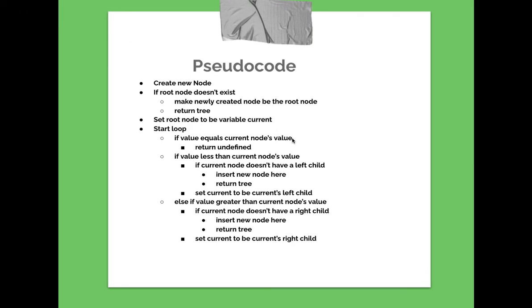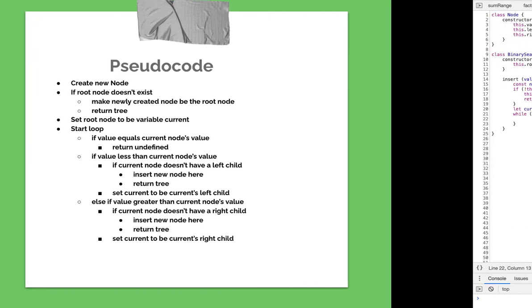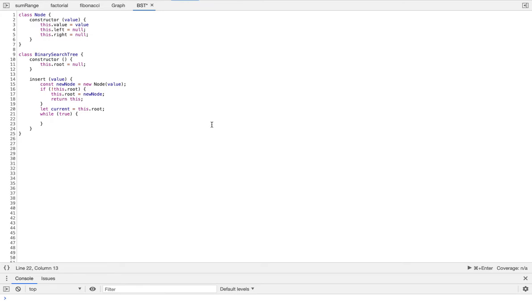As we enter this loop, we're going to start off by a condition: if value equals current node's value, then return undefined. So that statement is pretty much saying if we already have the value that was passed in as an argument, that means we already have that value existing within our tree. So just return undefined. So if value is equal to current.value, just return undefined.